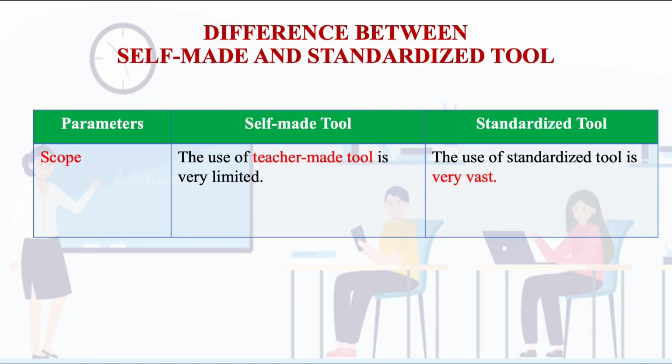Let us go forward. So far as the parameter of scope is concerned, we can say that for the self-made tool or the teacher-made tool, the scope is very limited, because it is useful only for this specific purpose, only for the particular class. Whereas for the standardized tool, the use is very vast, because it is not limited to a particular group of students and it is not limited to a particular place. So, this can be used at any place, at any time, and with any group of learners, but the standard of learners and subjects should be the same.